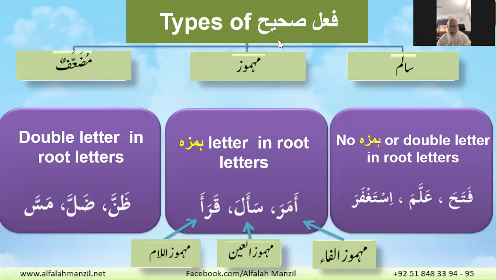So the Sahih Af'al have three categories. Salim, when no Hamza, no double letters, no weak letter. Mahmuz, when Hamza appears either in the first position, second, or third. Or when two similar letters come. And remember, these two letters should not be weak letters. They should be sound letters. Just like Zanna, Noon is a sound letter. Dalla, Lam is a sound letter. Massa, Sin is a sound letter, because weak letters are only three, Waw, Ya, Alif. So till there, this is the one category.